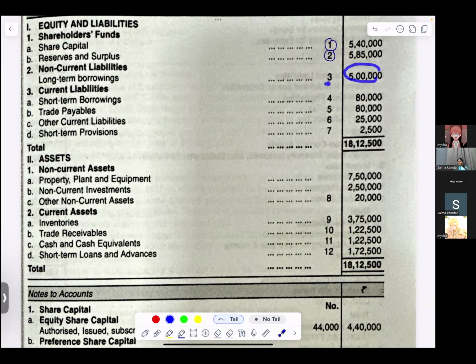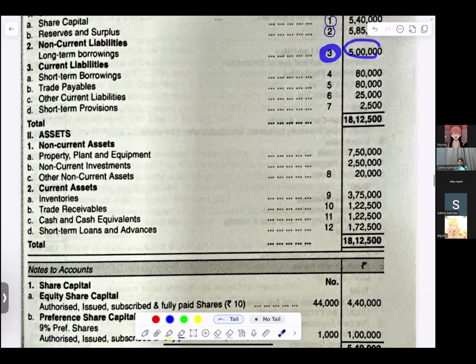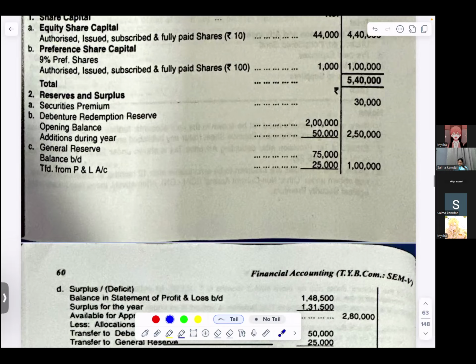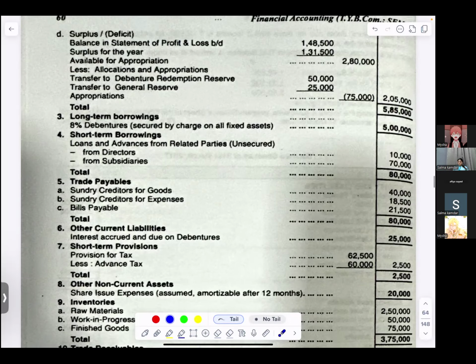But why are you showing 500,000? This will come in which working note? It will come in your working note number 3. That means 8% debentures. This is your disclosure. It is secured against fixed assets and it is only 500,000. There will be nothing done to the fixed assets part, no? This is just a disclosure.